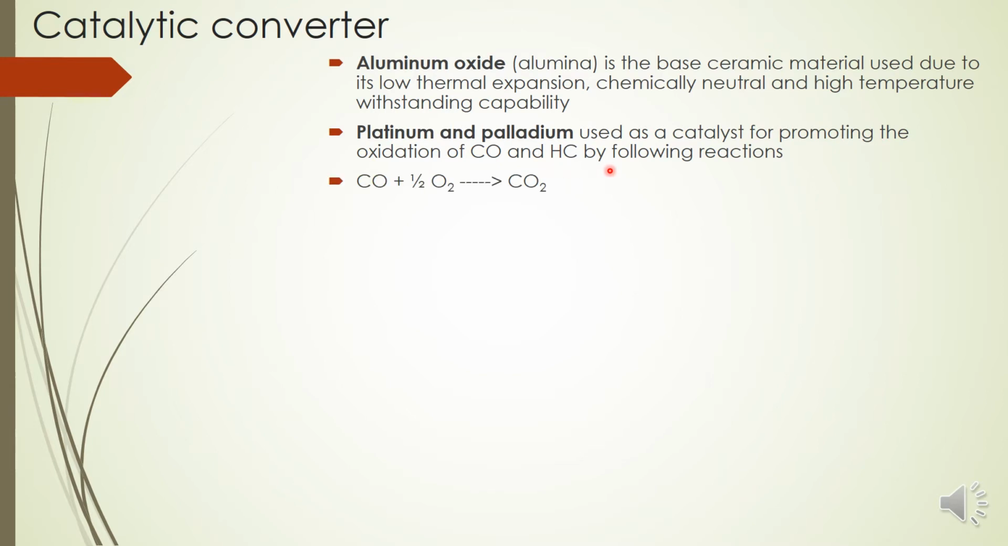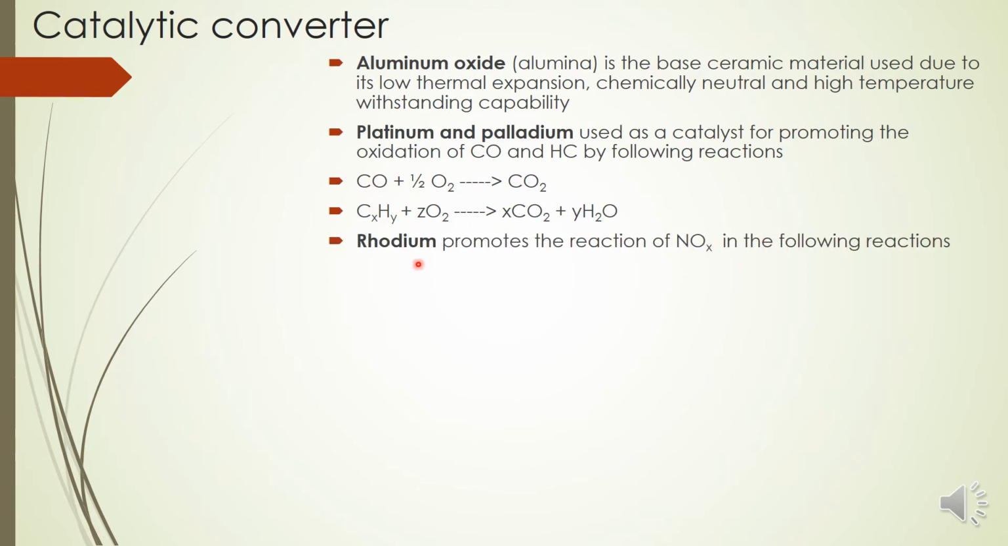So already you know the reactions, just like the thermal converter, these are the reactions. Carbon monoxide will be oxidized to form carbon dioxide. Hydrocarbons will be oxidized to form carbon dioxide and water vapor. So these reactions actually require a 600 or 700 degree temperature, but if used with the help of a catalyst, we can reduce that temperature to 250 to 300, which will be the normal temperature of an exhaust. So that is the advantage of this.